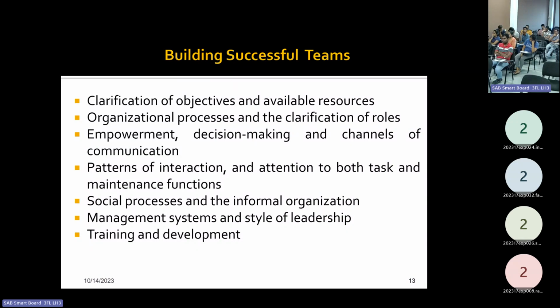Right, then the work empowerment, decision-making, channels of communication, then pattern of interactions to manage their task and to maintain the task. Then using social processes and informal teams, informal organizations. Right. Then provision of effective team leadership. Then provision of periodical training and development.